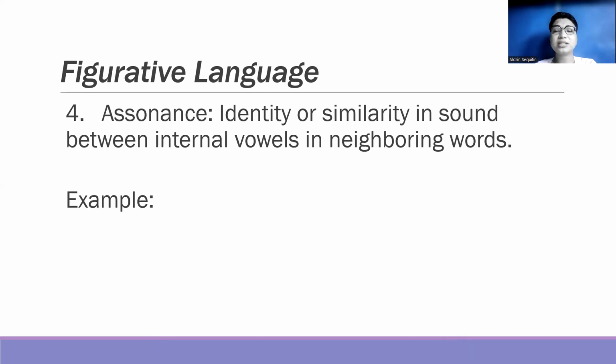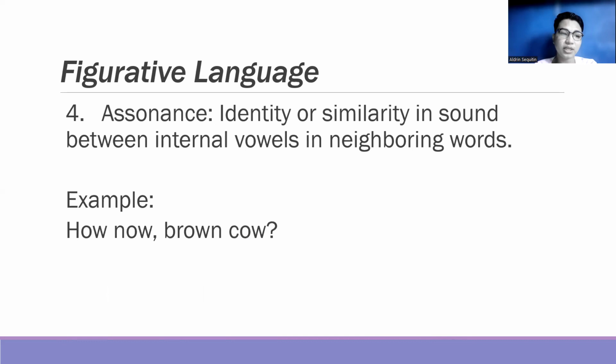Third is assonance. Assonance is the repetition of vowel sounds in neighboring words. So this is the fourth type of repetition in figurative language. In alliteration, the initial consonant sound is being repeated. In consonance, the consonant sound in the middle or at the end part of the word is being repeated. In anaphora, words or phrases are being repeated. In assonance, vowel sounds are being repeated.